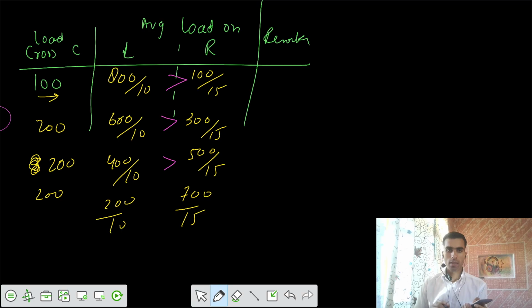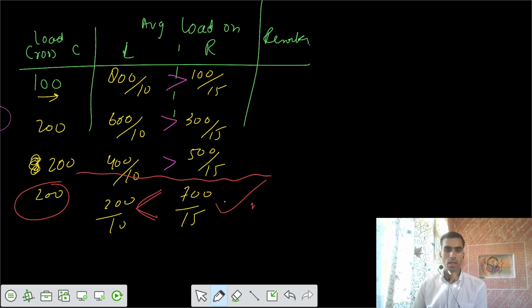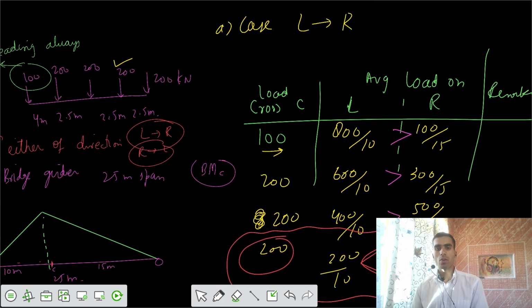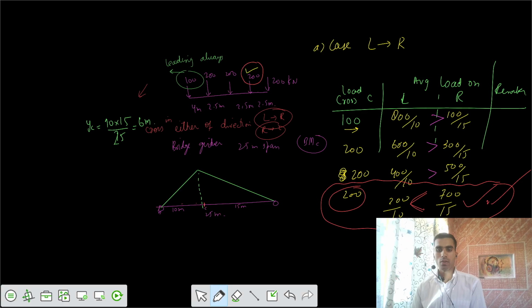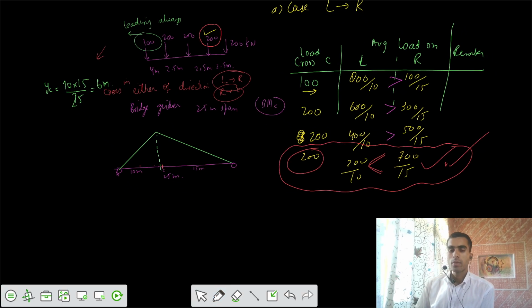There is no change, and it's still greater. And for the last case you have 200 by 10, that's 20, and from this side we have 700 by 15, so that value is 46. So I would say in this case, when this load was crossing C, we had the change of sign. Okay, right, the change of sign, I would say this load is critical. So the third 200 kilonewton load is critical.